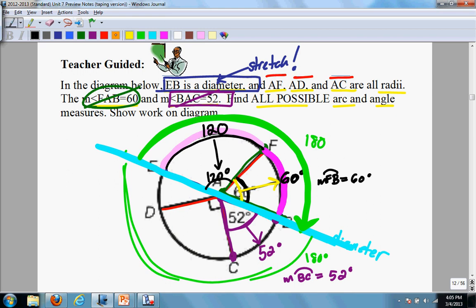Let's see what else we can notice. I see a 90 degrees here. And if that's 90, that means from here to here must also be 90 degrees. So we go like this. The measure of DC, the arc, must also be 90. I'm going to wait for you to catch up.